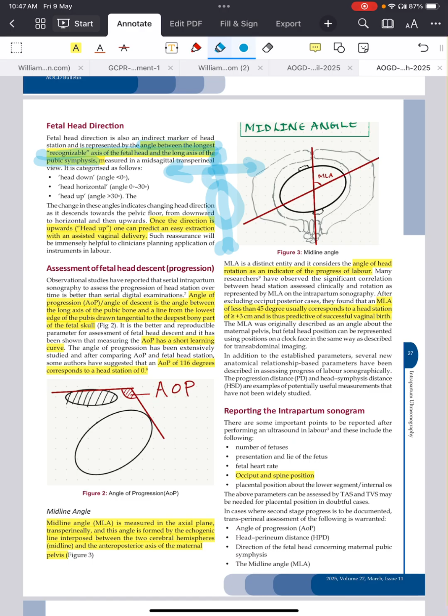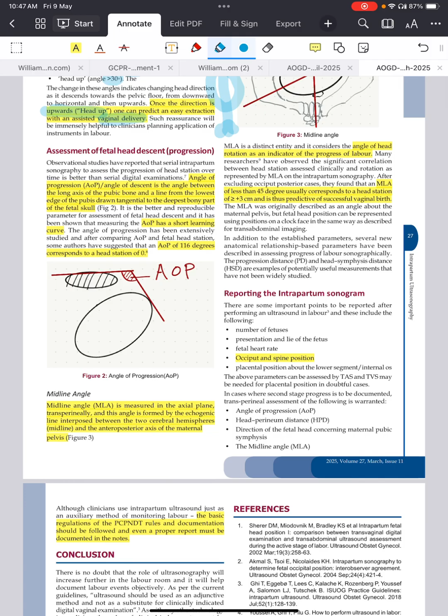If the head is down, the angle will be less than 0. If the head is horizontal, 0 to 30. If the head is up, it is more than 30. Once the direction is upwards, head up, one can predict that there is easy extraction. If the angle between these two is more than 30, it indicates easy extraction. That's about fetal head direction.